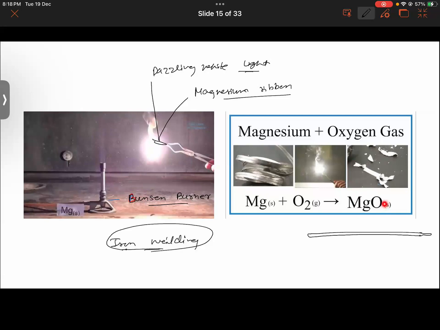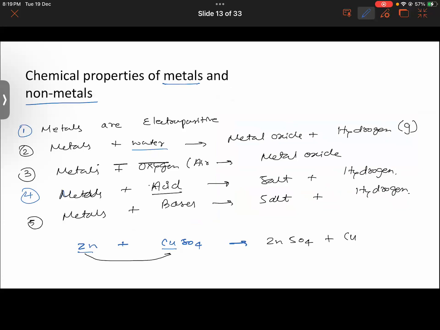Are you guys getting all this? Okay, now the magnesium oxide is formed, and magnesium here is basically a metal. So we can also say that a metal oxide is formed here. Is that clear to everyone here? Okay, so you will be writing this example under the reaction of metal with oxygen. Magnesium oxide का example लिखेंगे. Okay, so hope that is clear to everyone.